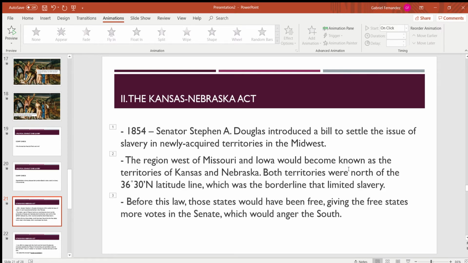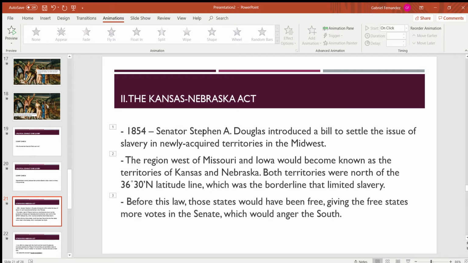Both territories were north of the 36°30′ latitude line, which was the borderline that limited slavery. Before this law, you might say, north of the 36°30′, those states would have been free, giving the free states more votes in the Senate, which would have angered the South.